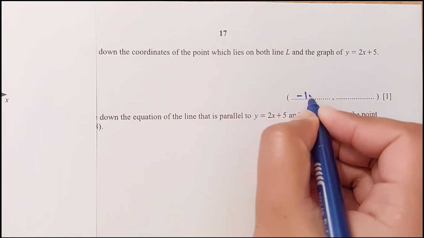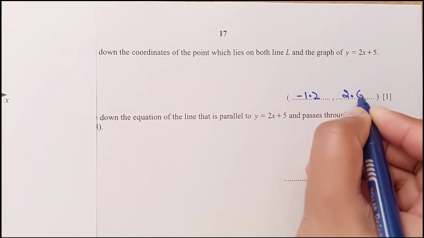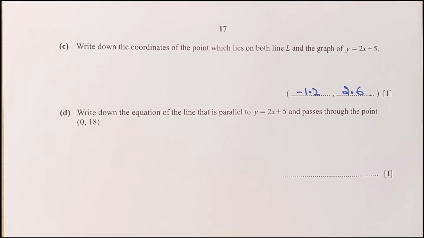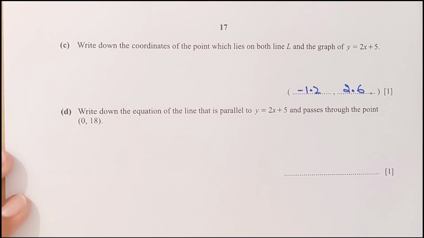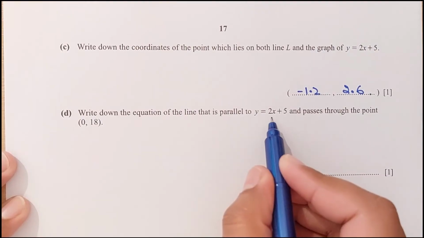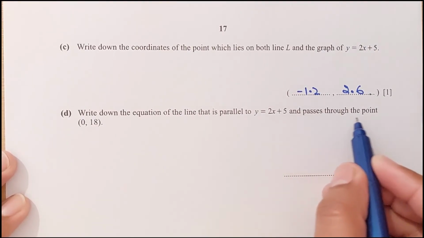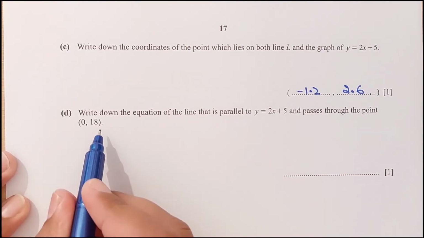This is minus 1.2 and 2.6, right? Now for part D, write down the equation of the line that is parallel to y equals 2x plus 5 and passes through the point (0, 18).